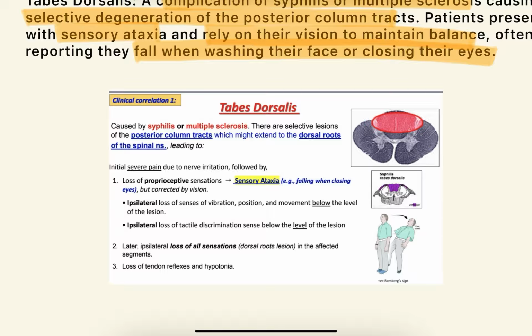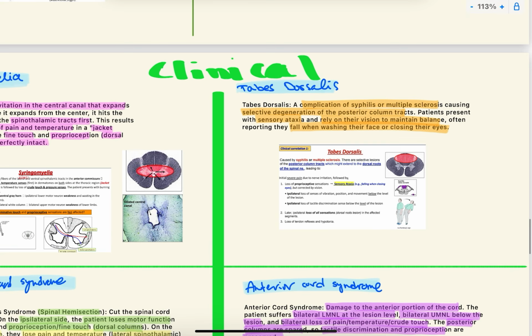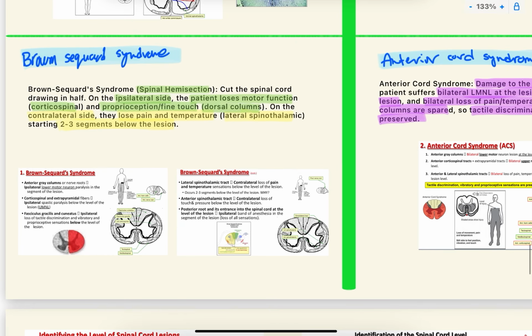They will present with sensory ataxia plus loss of vibration and position movement and tactile discrimination ipsilaterally. And later on, they can have loss of all sensations and loss of the tendon reflexes and hypotonia. Okay, then we have the Brown-Sequard syndrome. So we call this the spinal hemisection. Why? Because it affects half of the spine, as you can see like this.